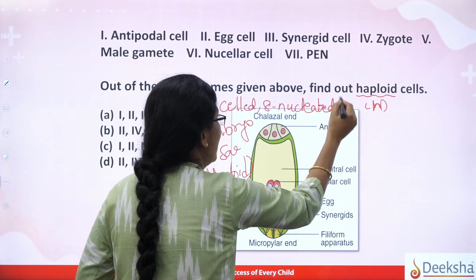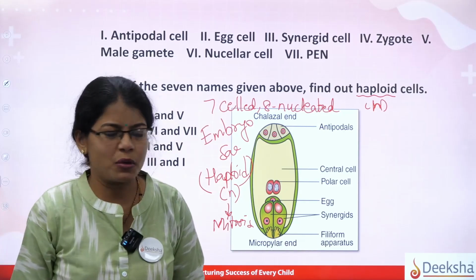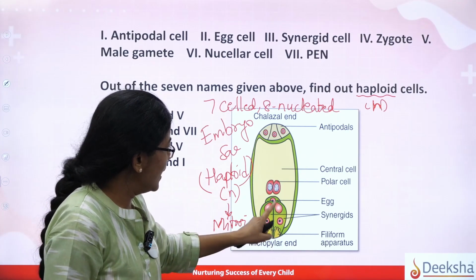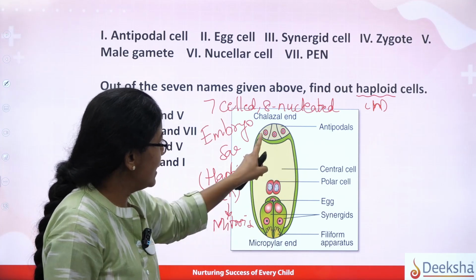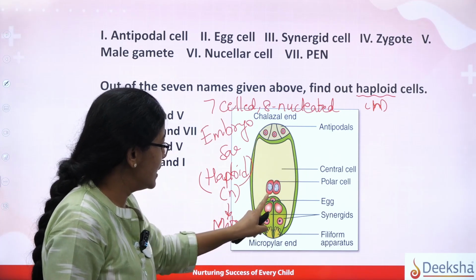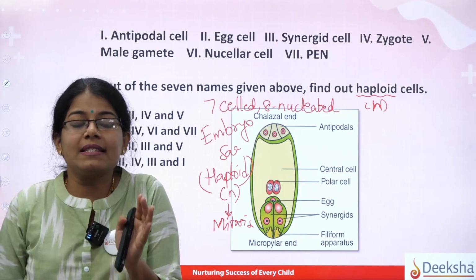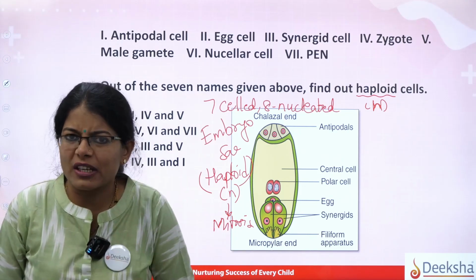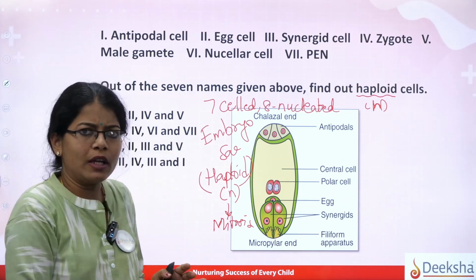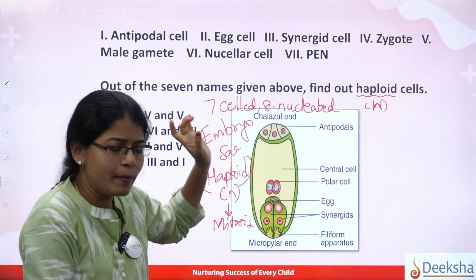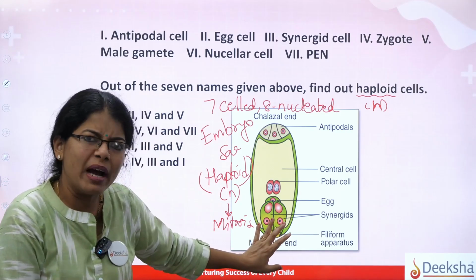A 7-celled, 8-nucleated structure. So can you count? It is 1, 2, 3, 4, 5, 6, 7 cells, and there are 8 nuclei: 1, 2, 3, 4, 5, 6, 7, 8, right? So that is a 7-cell, 8-nucleated structure. This is briefly the outline of the embryo sac, wherein you will get 2 ends. One is the chalazal end, one is the micropylar end.